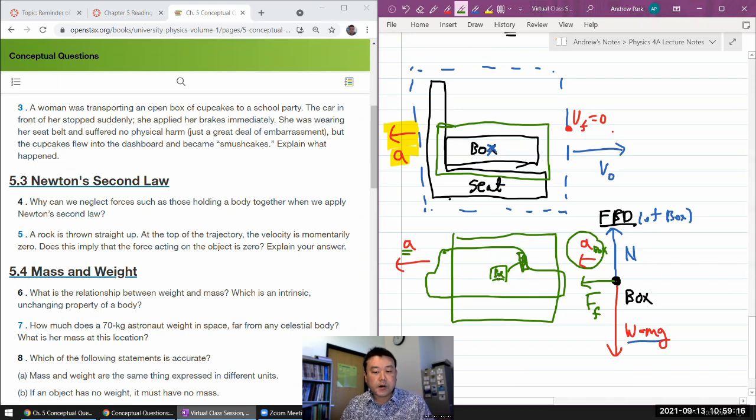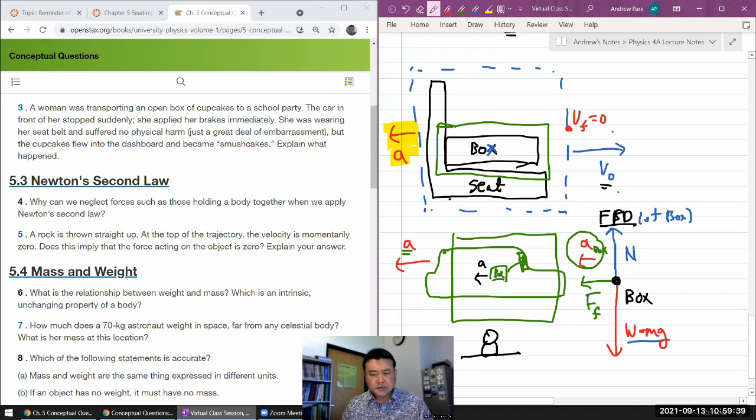At least if you are imagining looking at this from an inertial frame of reference, if a passerby is looking at this box, if anything, this box might be slowing down a little bit, but it's not moving any more forward than it was before the brakes were applied.